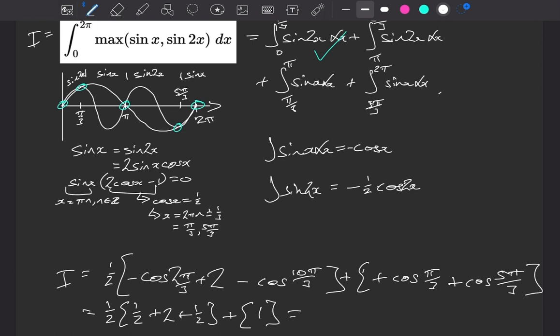If we then look at this bit, how many have we got? A half plus 2 plus a half, that makes 3. So we've got 3 halves plus 1. All together, we've got 5/2.